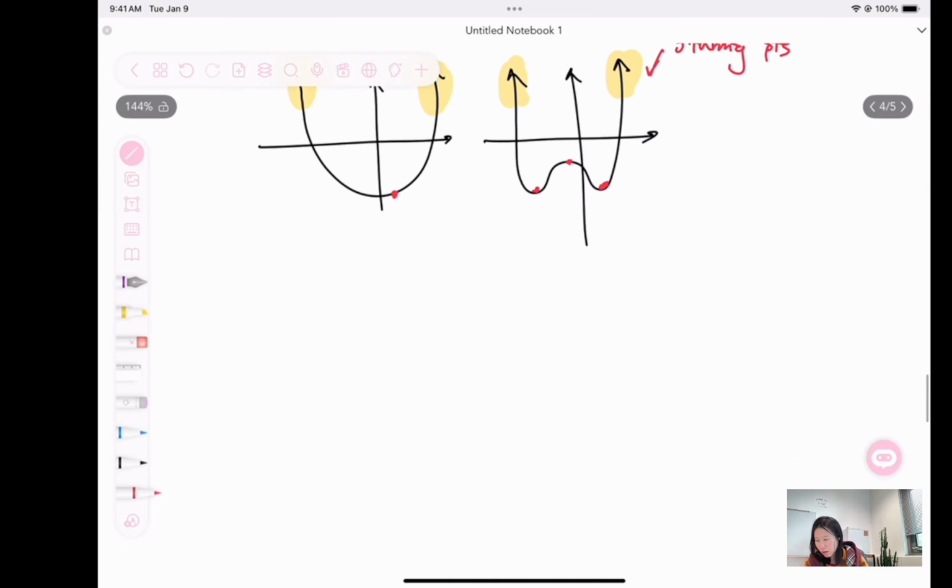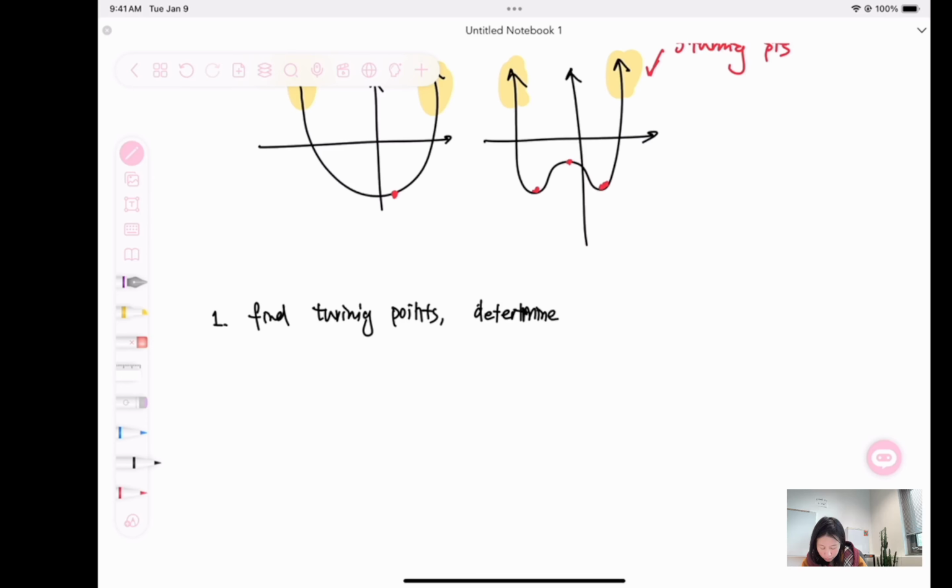Okay, so now I want you to determine the turning points and the least possible degree. So first of all, find the turning points and then determine the least possible degree. Okay, I'm going to draw something randomly.